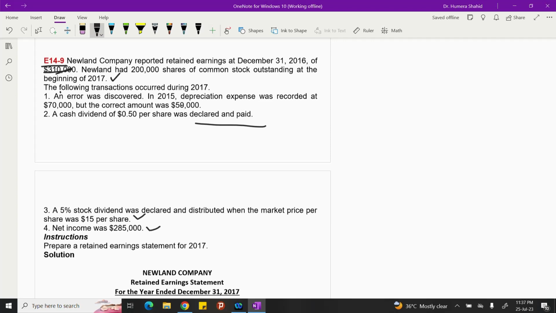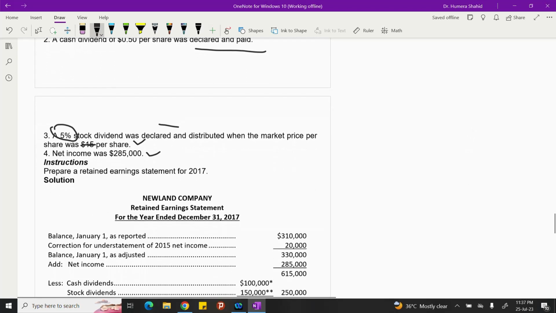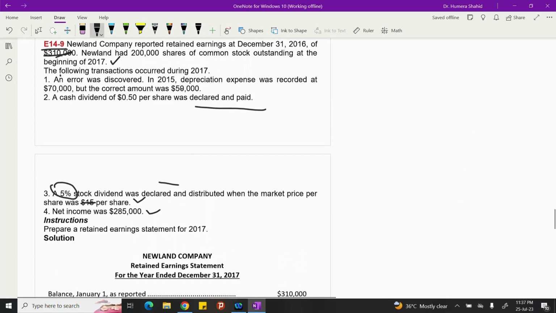The difference in this question and the previous question is that in the previous question they gave us the amount of stock dividend, but here they want us to calculate it. Now we know that 5% stock is a small stock dividend, so it should be recorded at the market value, which is 15, right? So let's do these calculations and prepare our retained earnings statement.